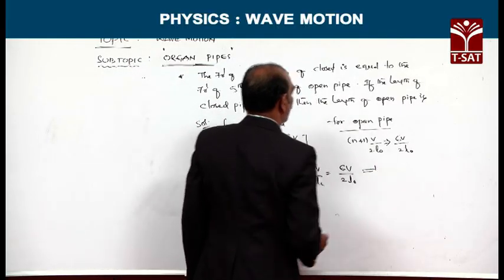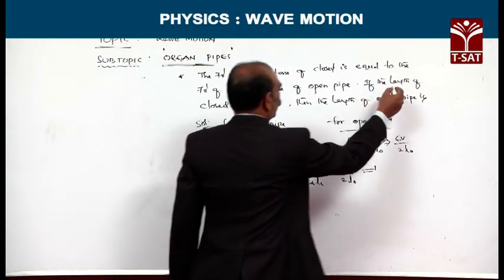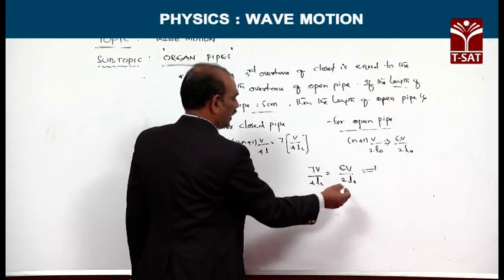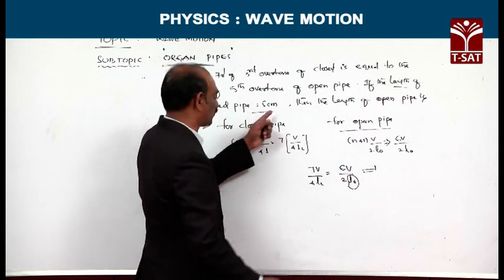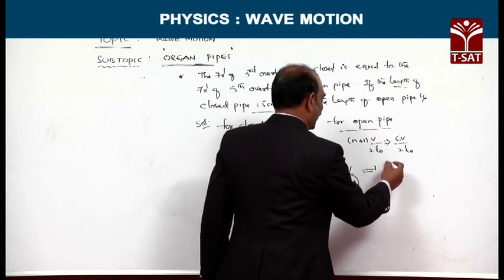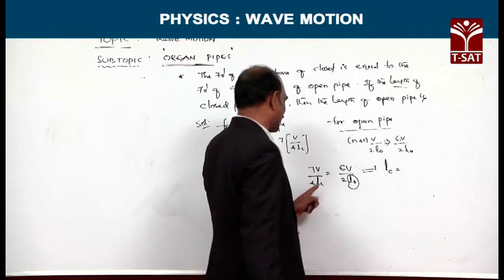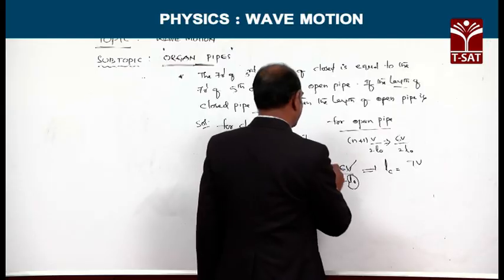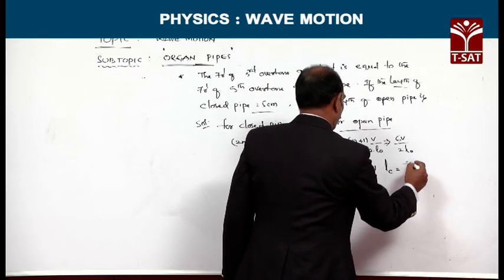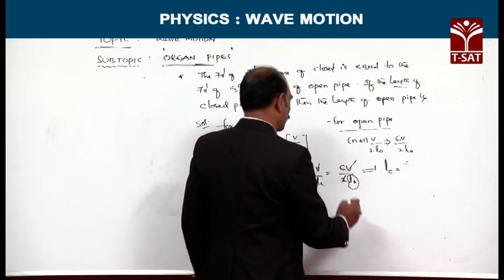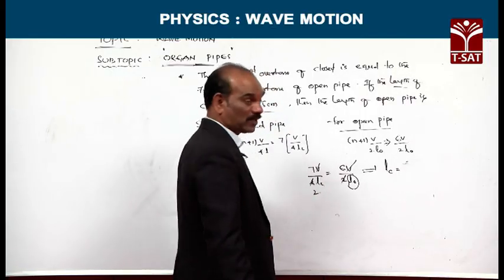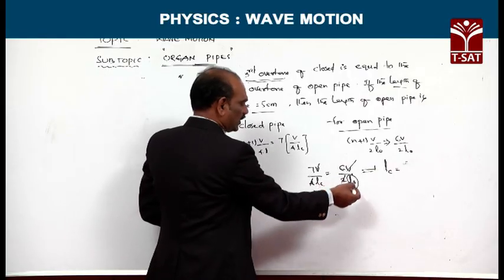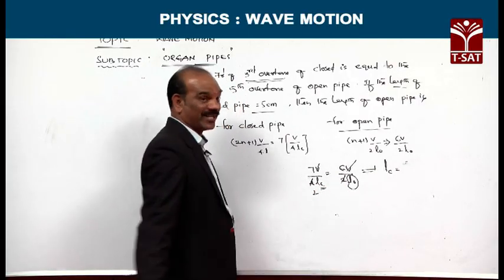Now, in the problem, the length of the open pipe is given as 5 centimeters. Let us substitute this value in place of LO as 5 centimeters. Now we can find the length of the closed pipe. Here V and V get cancelled, and 2 goes 2 times. Now we would like to find LC, the length of the closed pipe.